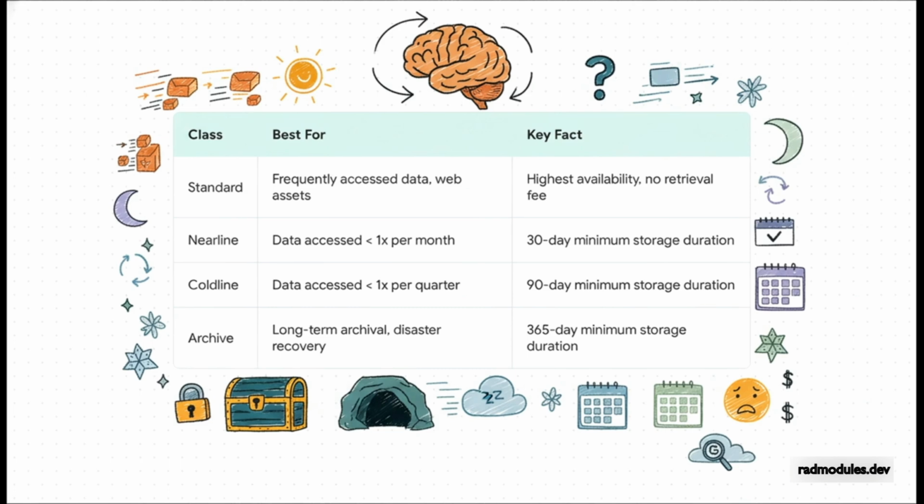So if the data is hot and you're hitting it all the time, go with standard. Accessed less than once a month, nearline is your best bet. Less than once a quarter, that's coldline. And for those deep, dark archives you almost never touch, archive is the cheapest. But, and this is a big but, don't forget about those minimum storage durations. They can catch you out.